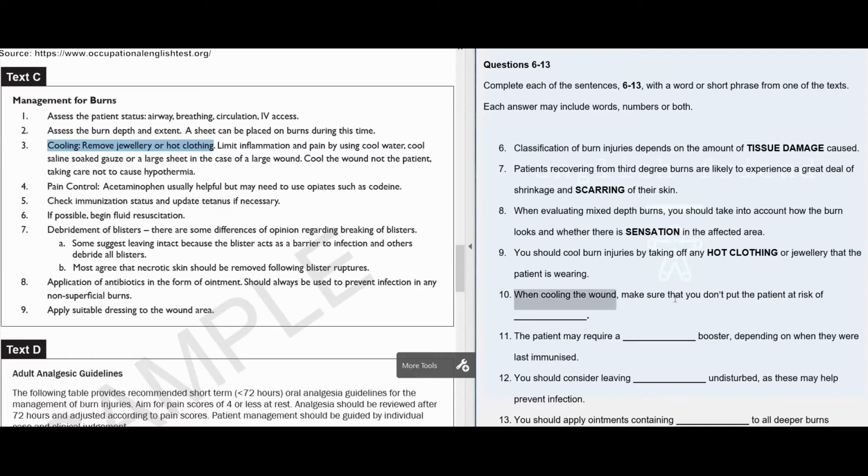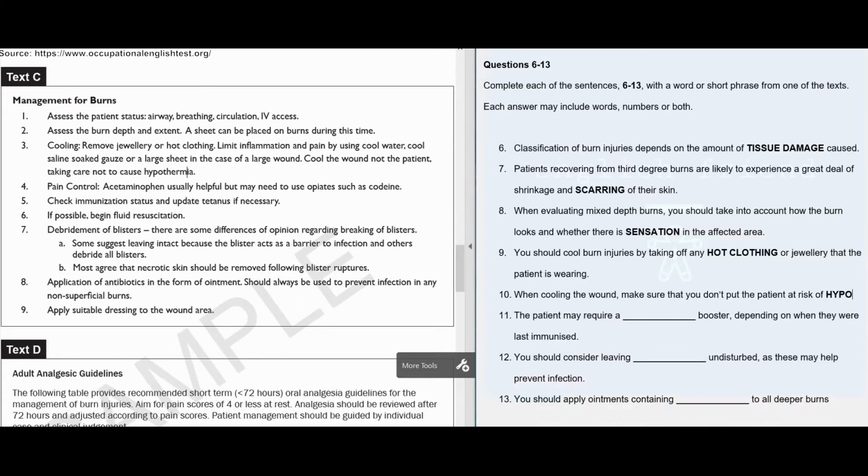Now question number 10. When cooling the wound, make sure that you don't put the patient at risk of dash. Again, from the same area, here you may see, cool the wound, not the patient, taking care not to cause hypothermia. So, you don't put the patient at risk of hypothermia by cooling the patient.